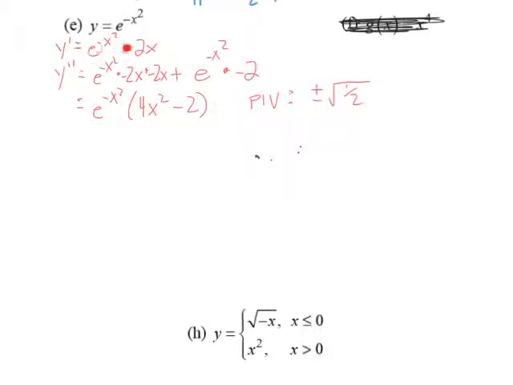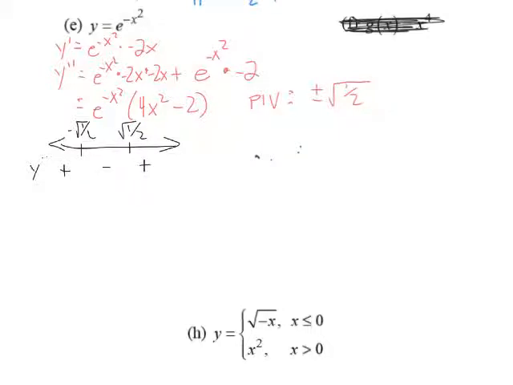Alright, so we took the derivative, used the product rule, derivative of the first times the second, plus the first times the derivative of the second, to get our second derivative. We factored out the e to the negative x squared and found our possible inflection values. And now we test those possible inflection values, and we're going to put negative root 1/2 and positive root 1/2 against our second derivative, and what we get is positive, negative, positive.